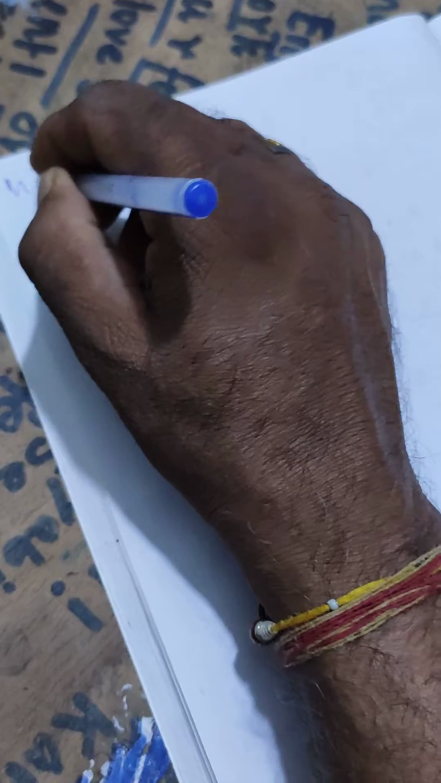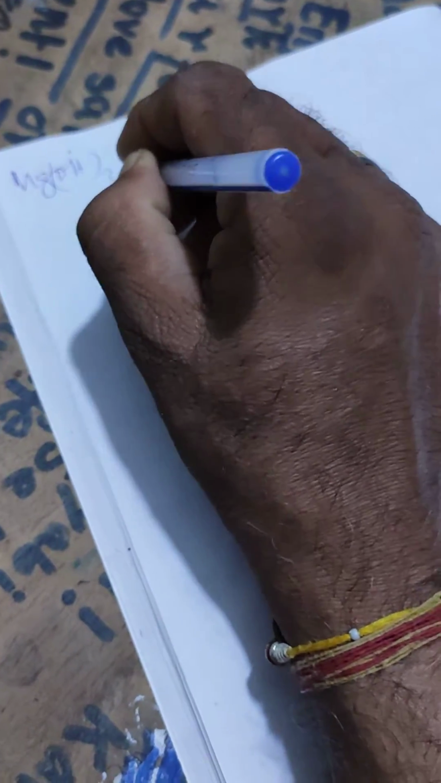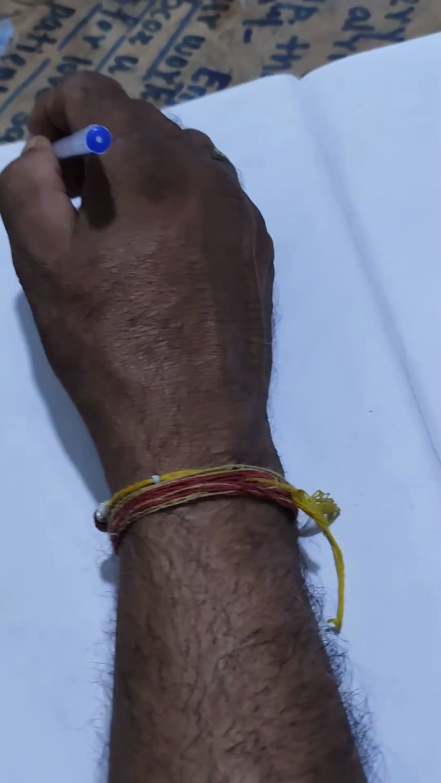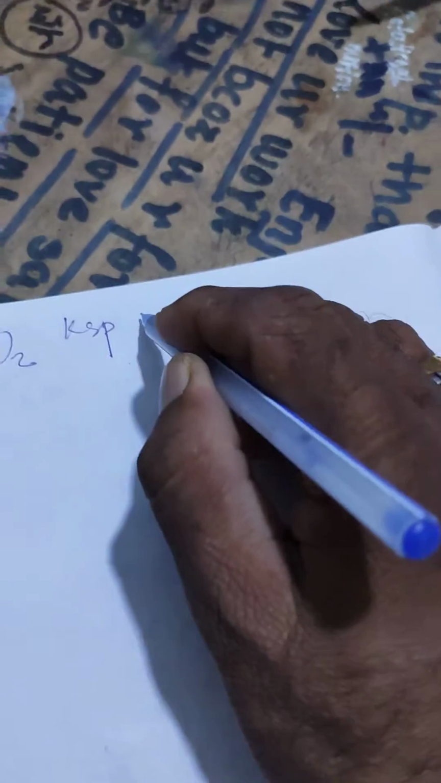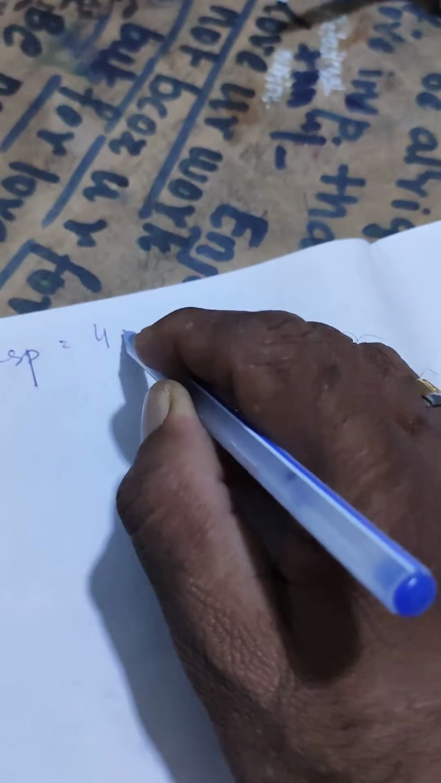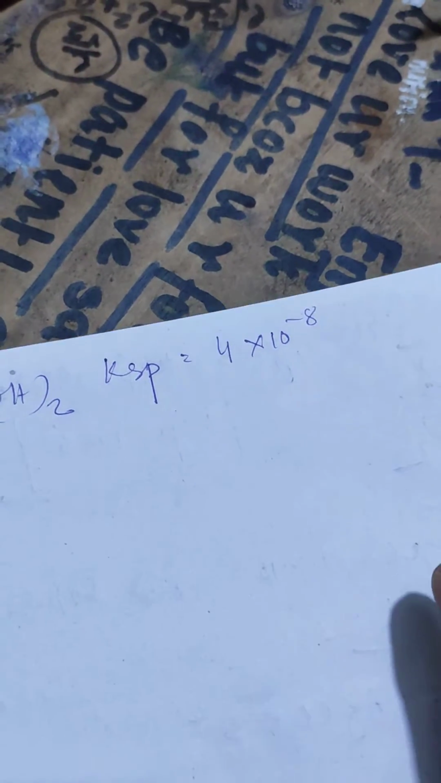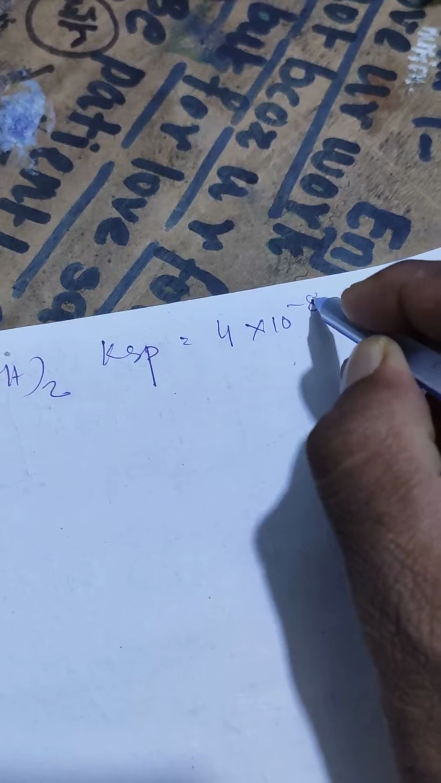Okay. So let us see what question was asked in the previous year IIT. The Ksp of magnesium hydroxide is 4 into 10 to the power minus 9.